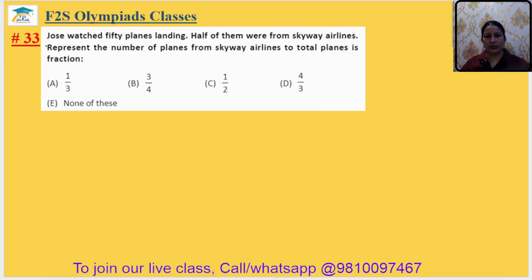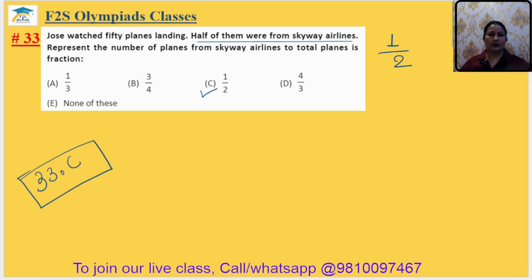Question number 33. Josh watched 50 planes landing. Half of them were from Skyway Airlines. Represent the number of planes from Skyway Airlines to the total as a fraction. It is already mentioned half of them were from Skyway Airlines. How can we write half? Half we can write as 1 by 2. This is in option C. 33rd answer is option C.